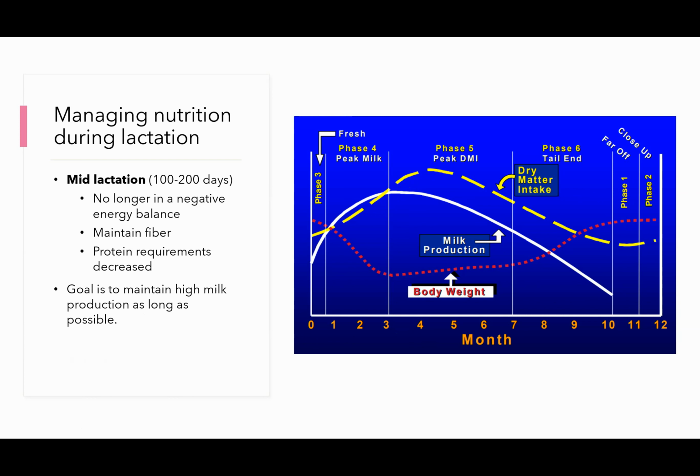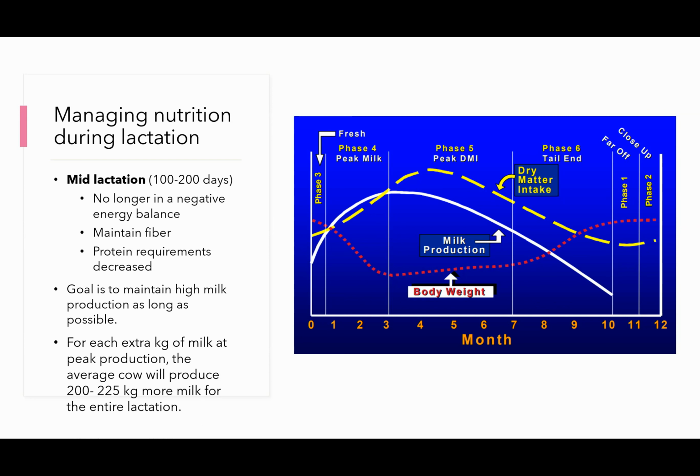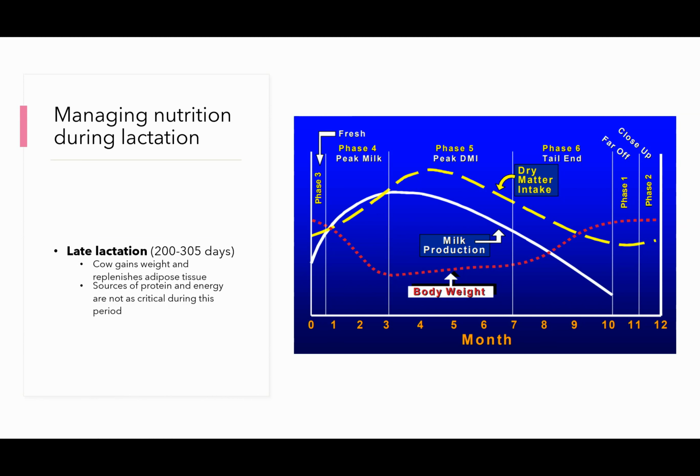From a production standpoint, the goal of feeding during lactation is to maintain as high milk production for as long as possible. For each extra kilogram of milk at peak production, the average cow produces 200 to 225 kilograms more milk for the entire lactation period. So that translates to money from a production standpoint.